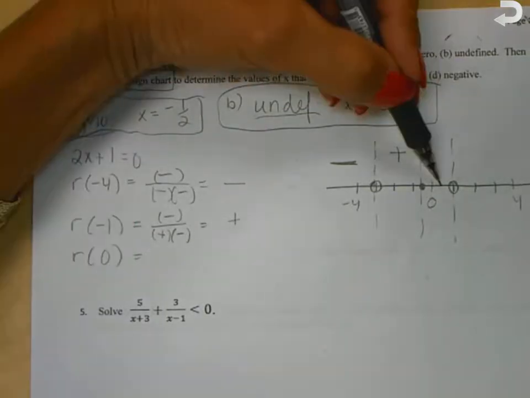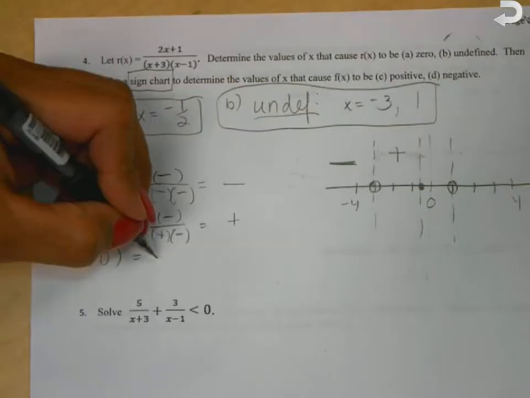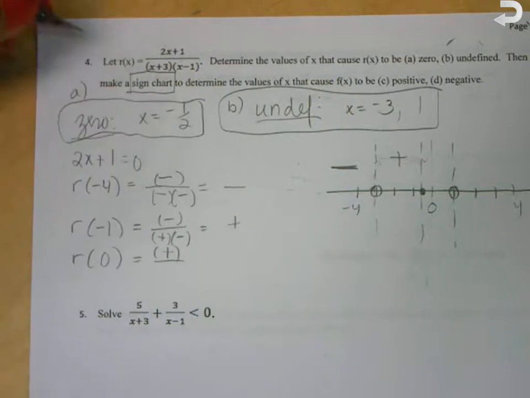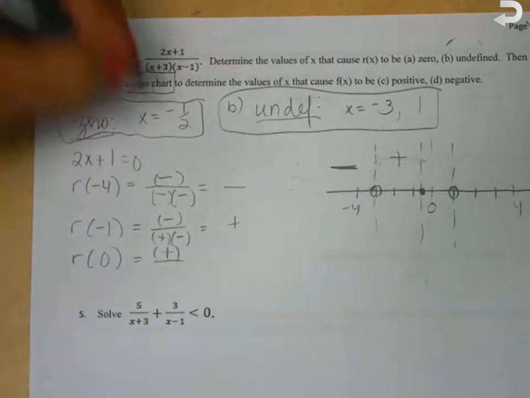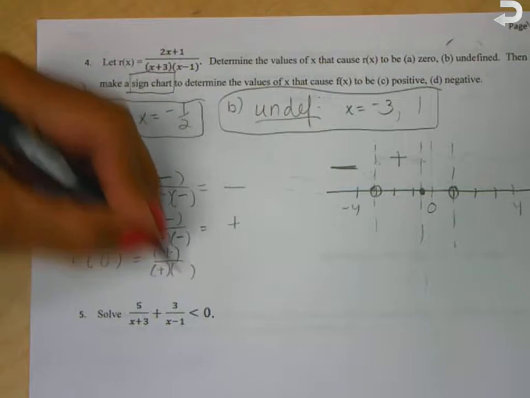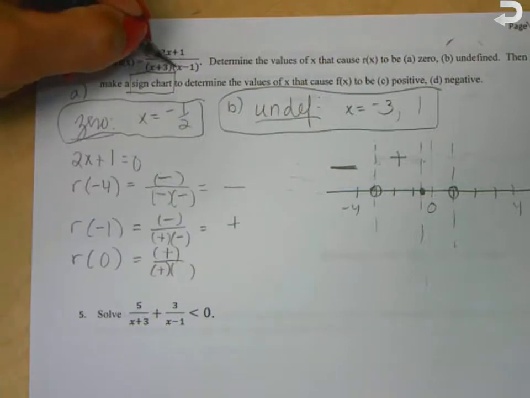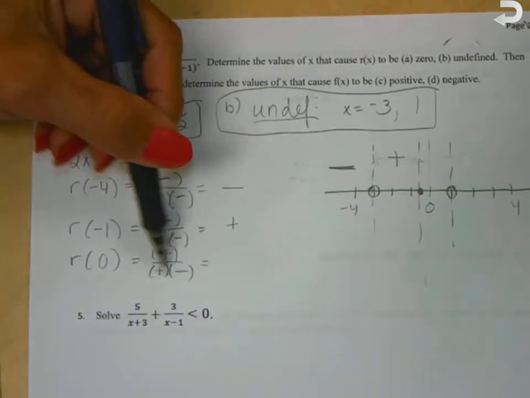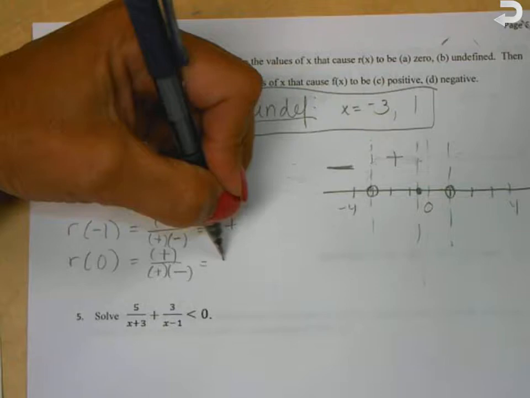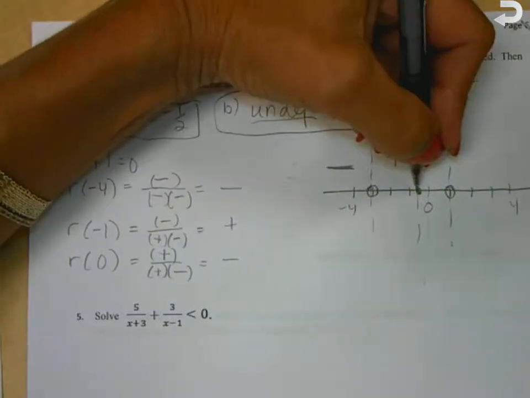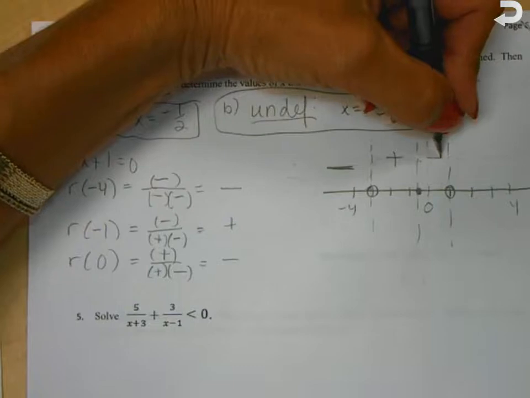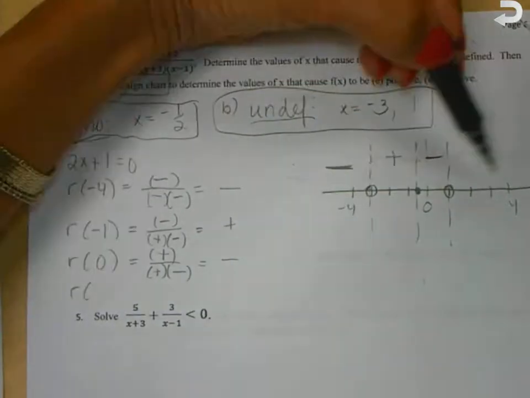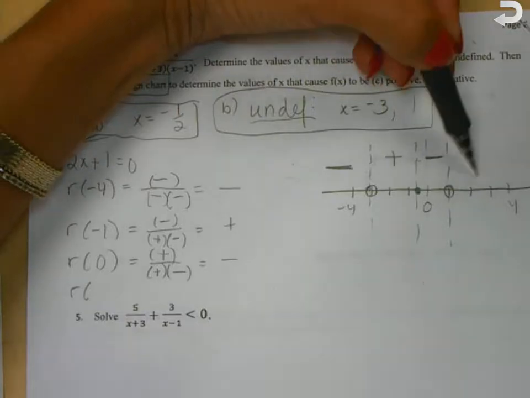For the third zone, I'd plug in 0. I don't want to pick fractions if I don't have to. So pick 0. My numerator, if I input it into the 2x plus 1, will be positive. My denominator has two factors. The first factor will be something that's positive. And putting 0 into the second factor in the denominator will give me something that's negative. And when I take a positive divided by a negative in the denominator, I'll end up getting a negative. So all values that are between this negative 1/2 and the 1 will have y values that are negative. Got one more zone, and then I just have to make my conclusion.